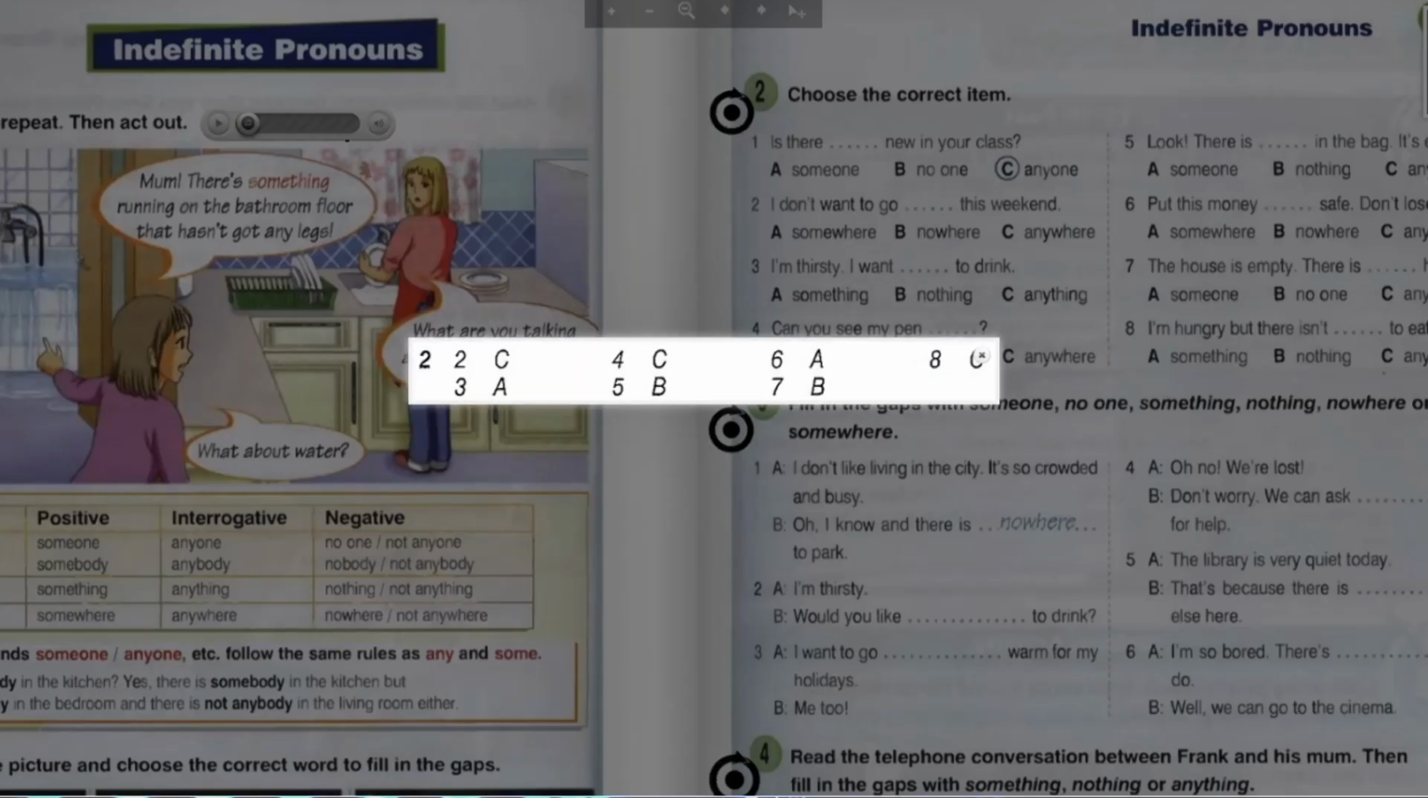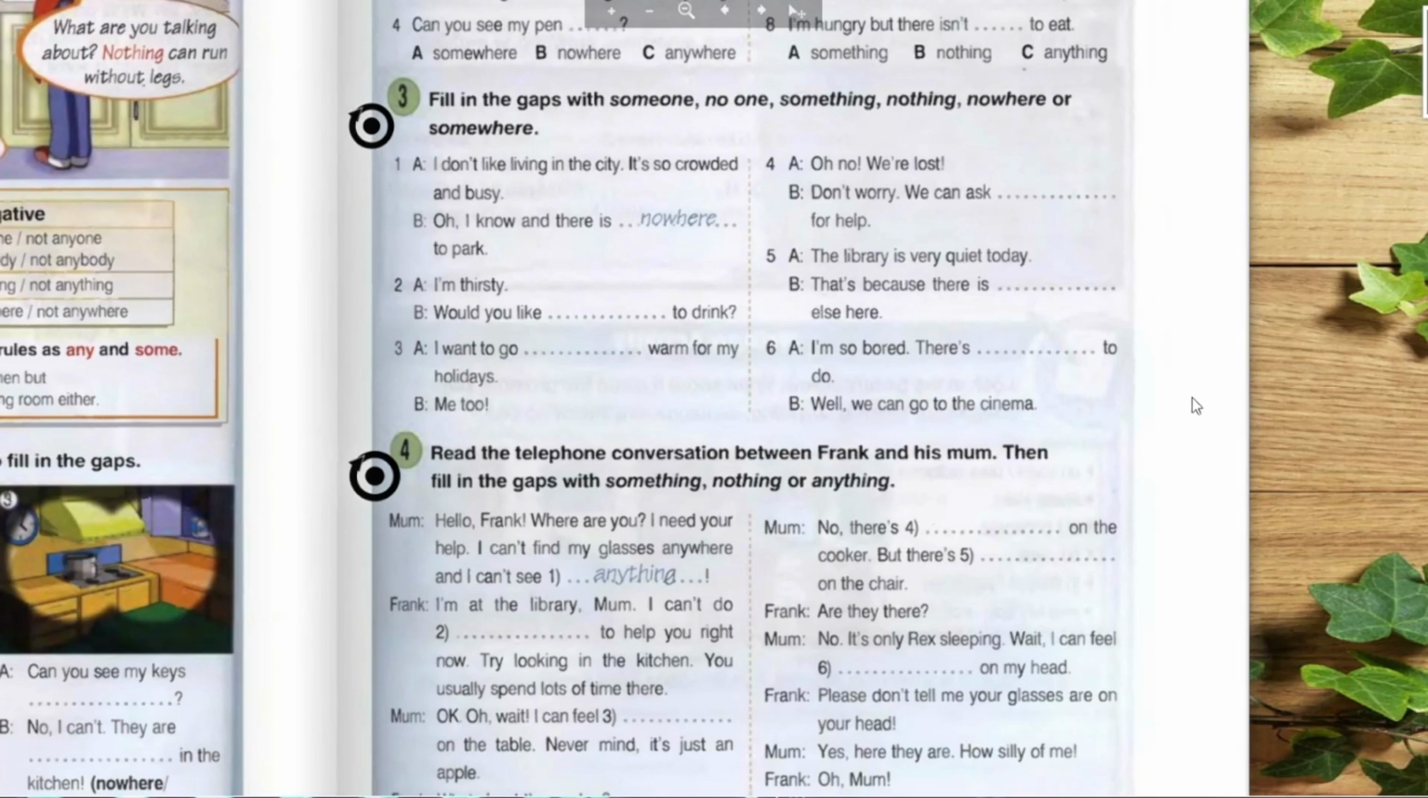Okay, so you can see the right answers here. So let's check the next one.